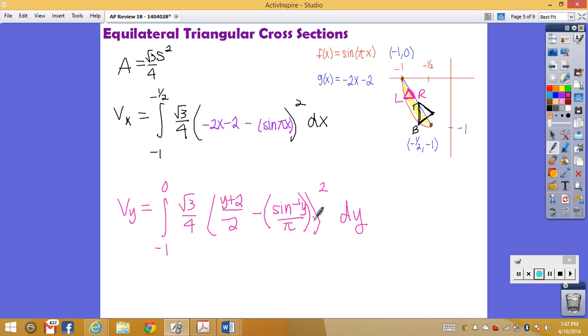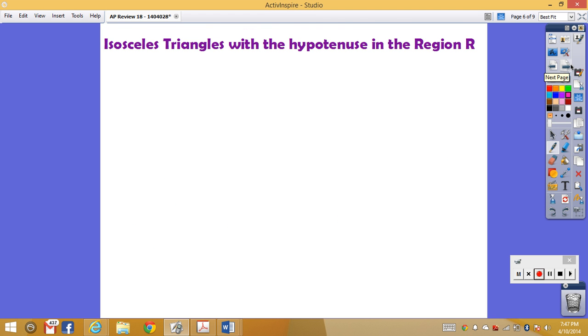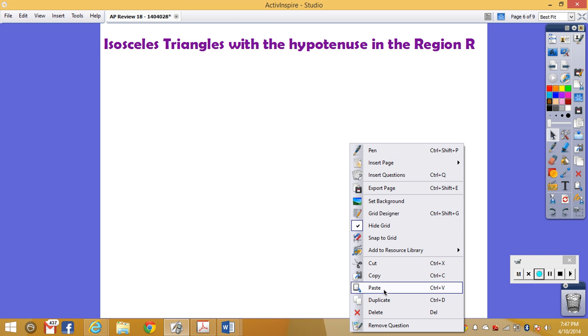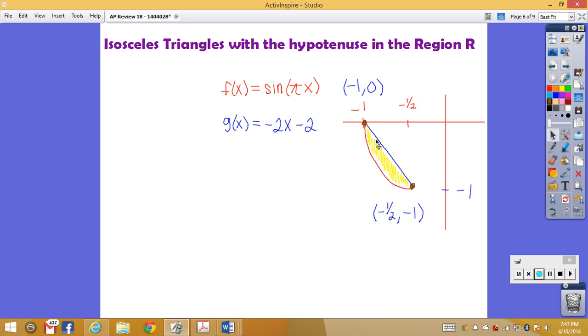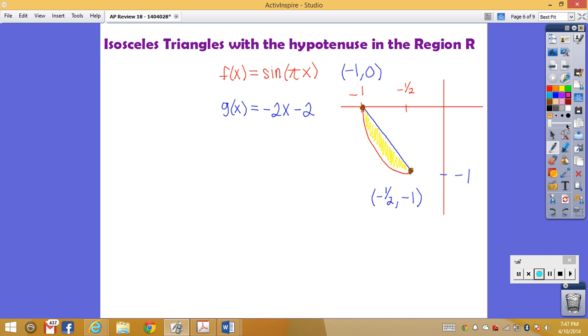Close that parenthesis. And then the next one I want you to do, isosceles triangles with the hypotenuse in the region R. So that region R piece. And this one, just to save some time, I'm only going to do the dx problem. So region R, but the problem is I want it to be a right triangle, and I want the hypotenuse here. So that's the top, bottom, that's the hypotenuse, this is the right triangle.